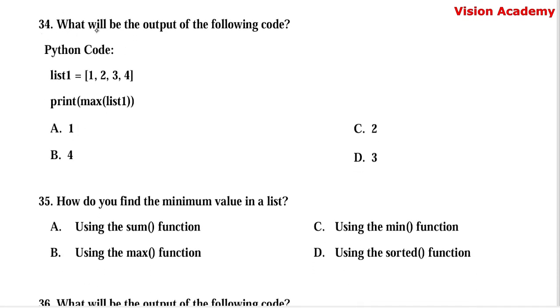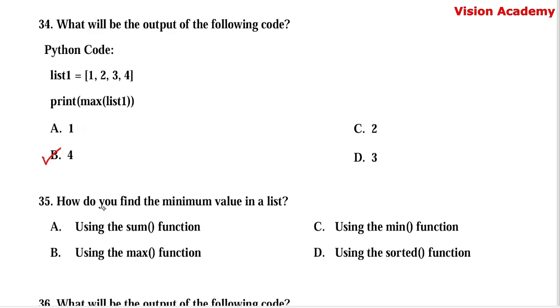Question number 34. What will be the output of the following code? Python code: list1 = [1, 2, 3, 4]; print(max(list1)). Here option A is 1, B, 4, C, 2, D, 3. Among these 4 elements, 4 is the maximum. Hence option B, 4, is the right answer.